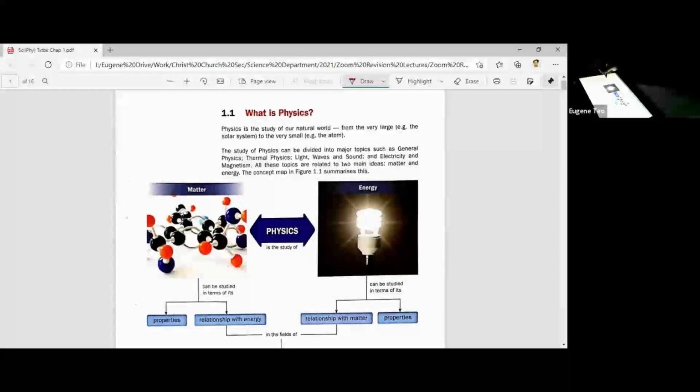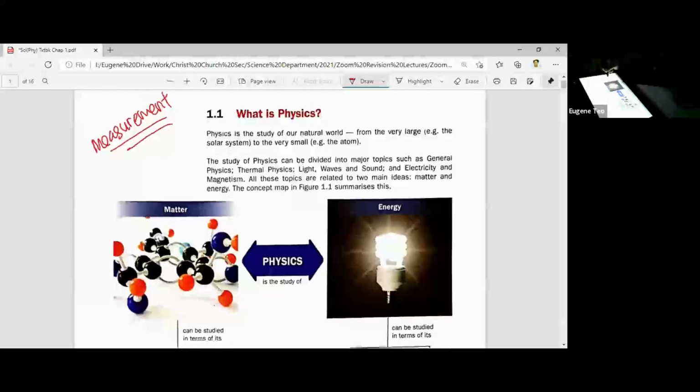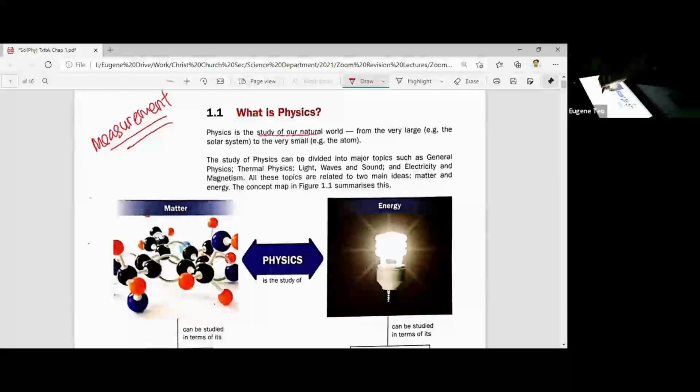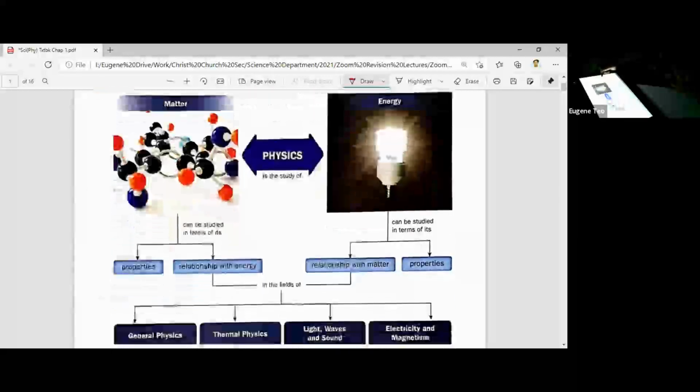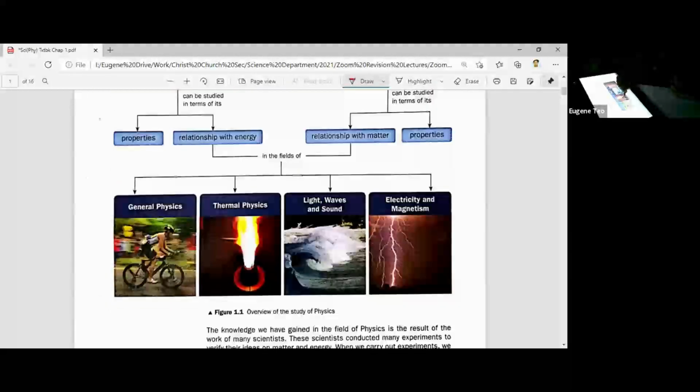Now, in chapter 1, this is actually the chapter of measurement. So we are actually going to look at measurement itself. But of course, 1.1 is a general introduction of physics. So as you look at it, physics is the study of our natural world, and it is generally broken down into 4 main fields.